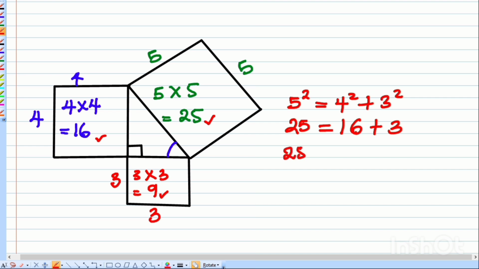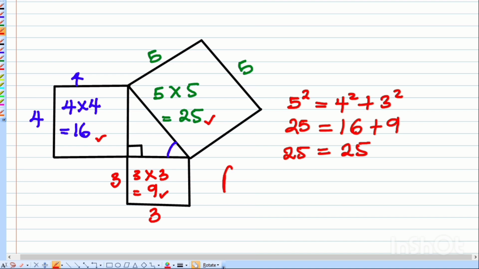So you see that 25 is equal to what? 16 plus, sorry, that 3 there is 9. 3 times 3 is 9, so not 3. So I have my 9. 16 plus 9 is what? 25. So I'm saying that the square of the longest side is equal to the sum of the squares of the other sides. So that's the Pythagoras rule.